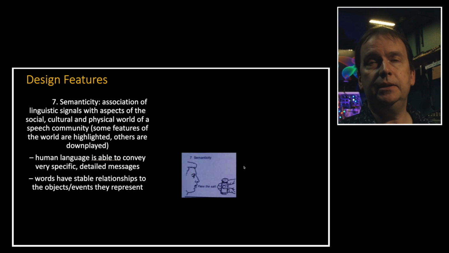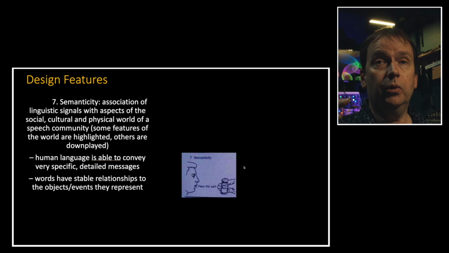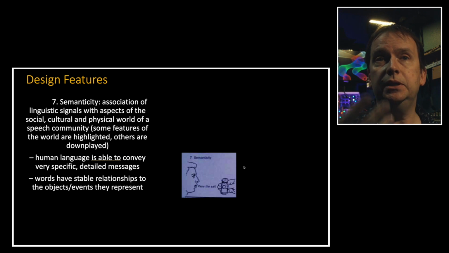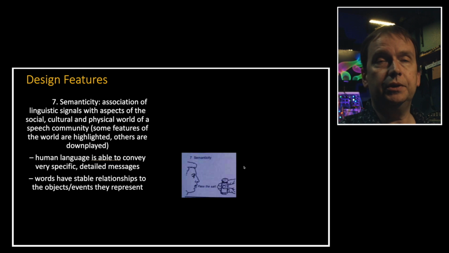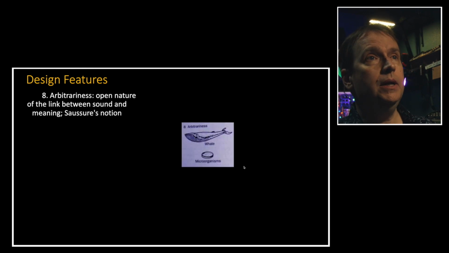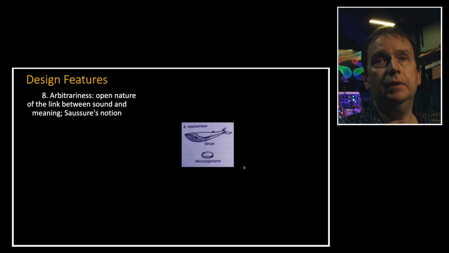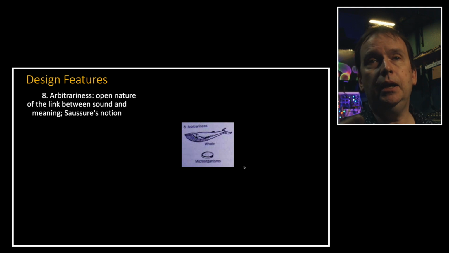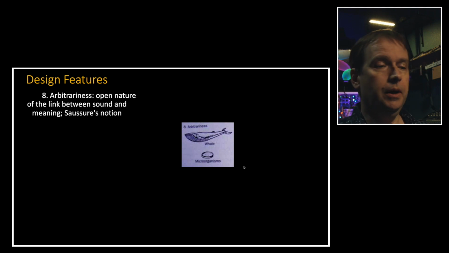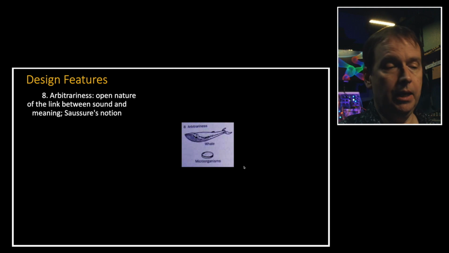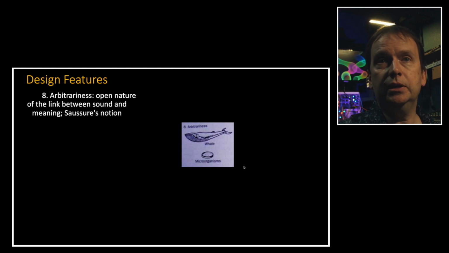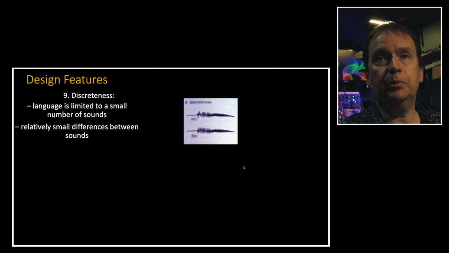But the idea of semanticity suggests we don't have to constantly rework language, and this also connects to some of the future features where we talk about productivity and language being able to grow with time and to bring in new terms. Now, there's also the design feature of arbitrariness, and this is Saussure's notion. We won't go over it again, but there's an open nature of the link between an object and the meaning, what we call it, how we refer to it. It really allows language to grow and to not be restricted by a limited number of terms or sounds for particular expressions in the world.